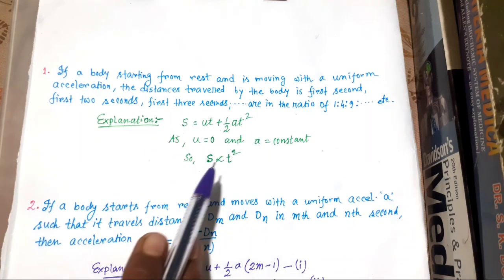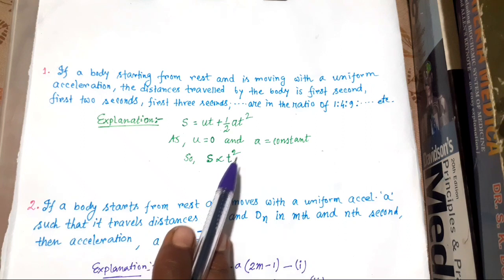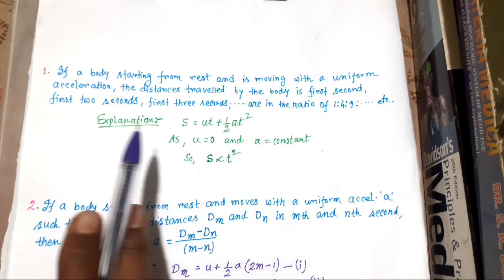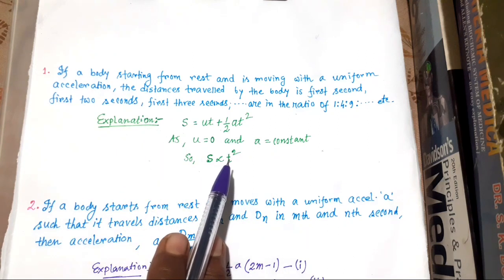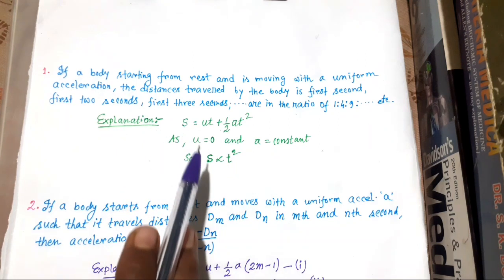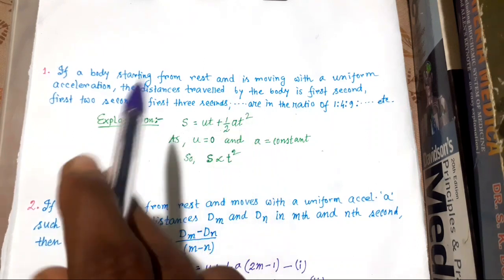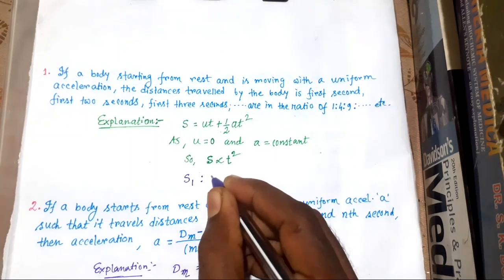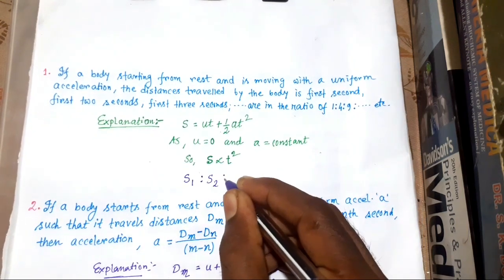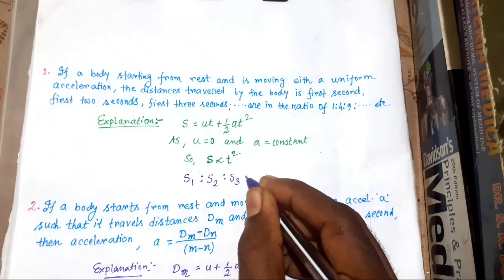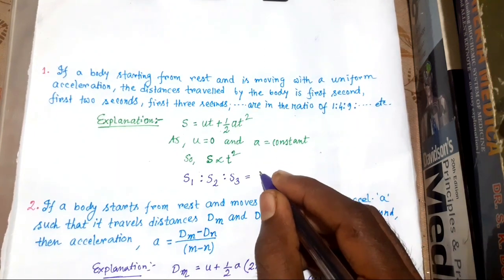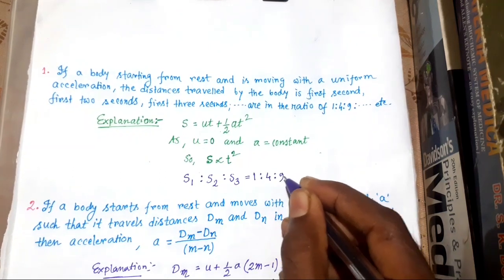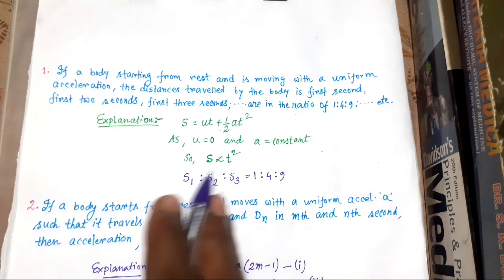Now s1, that is 1², s2, the distance traveled in the first 2 seconds, equals 2², and s3 equals 3². So we can write that s1 : s2 : s3 equals 1 : 4 : 9, and in this way it will continue.